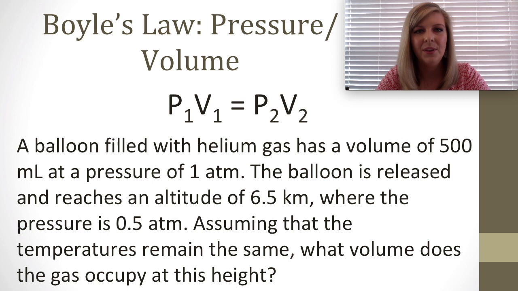Let's start off with a word problem. A balloon filled with helium gas has a volume of 500 milliliters at a pressure of 1 atmosphere. The balloon is released and reaches an altitude of 6.5 kilometers, where the pressure is 0.5 atmospheres. Assuming that the temperatures remain the same, what volume does the gas occupy at this height?